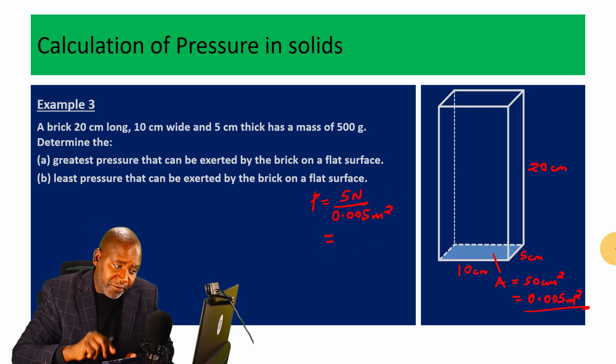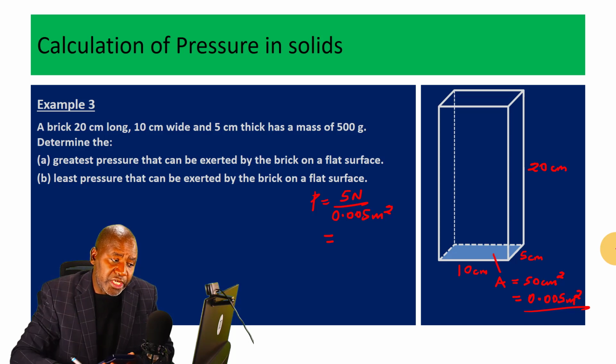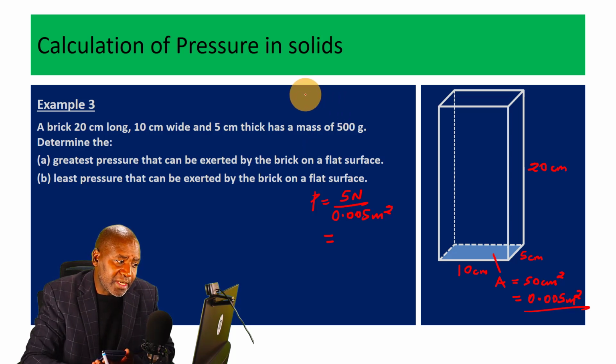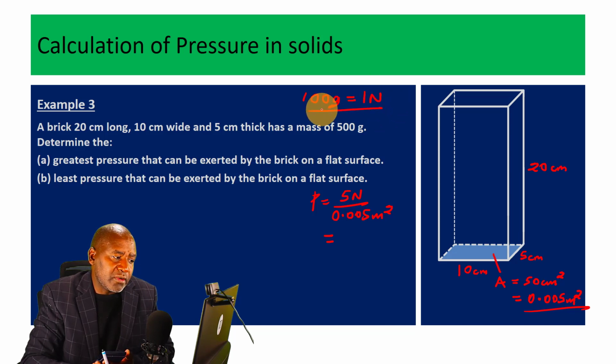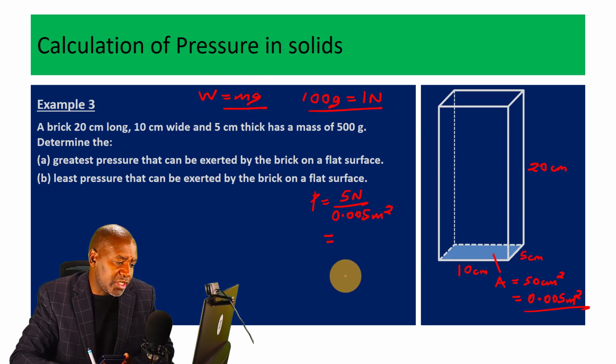Another way of converting mass into newtons is to use another very simple conversion factor. On Earth, 100 grams will be equal to 1 newton. We can be able to show this. When you convert the grams into kilograms and then use the equation W equals mg, you will arrive at a very simple conversion unit.